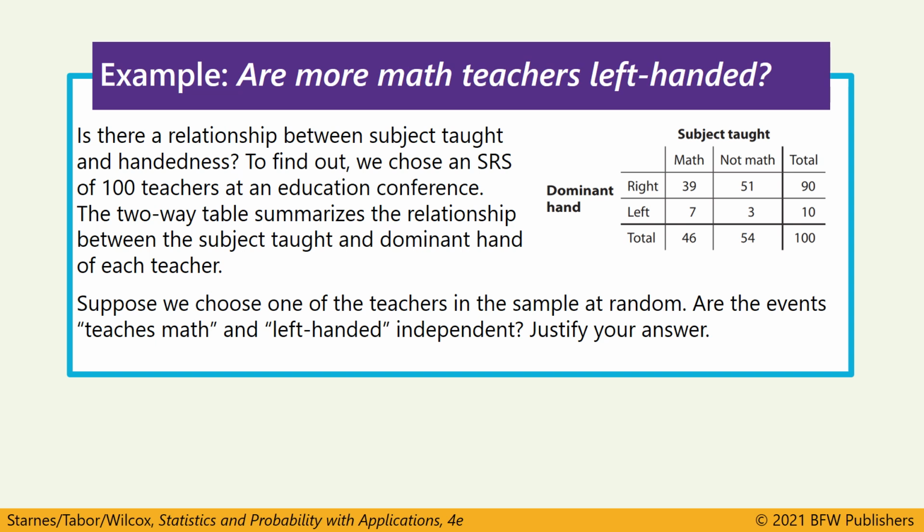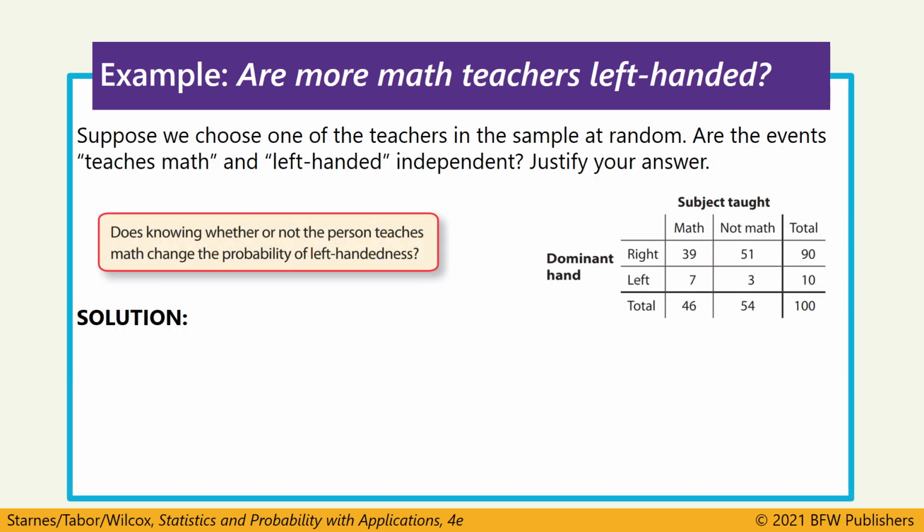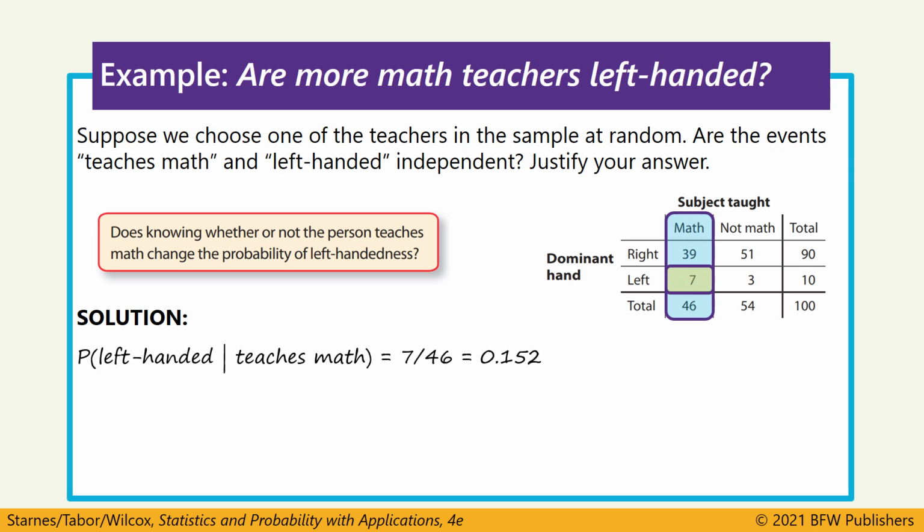Is there an association between what subject the teacher teaches and which hand they're dominant with? So in our two-way table here, we have dominant hand, right and left. And then we have the subject taught, whether it's math or not math. Are the events teaches math and left-handed independent? So in other words, if we know a teacher teaches math, does that change the probability that they're left-handed? So let's calculate some of these probabilities. We'll start with a given that we know that they're a math teacher. What's the probability that they're left-handed? 7 out of 46, or 15.2%.